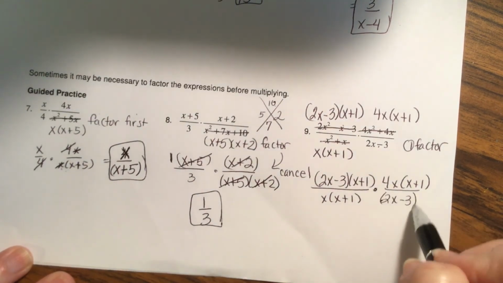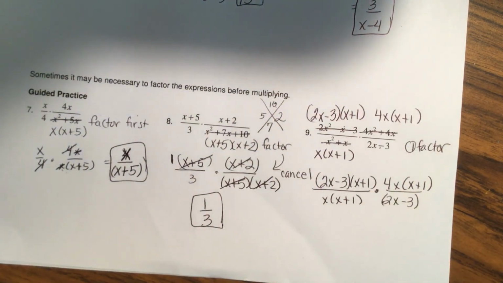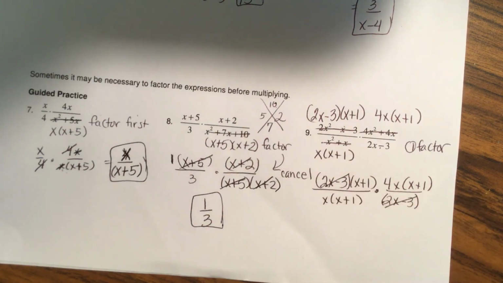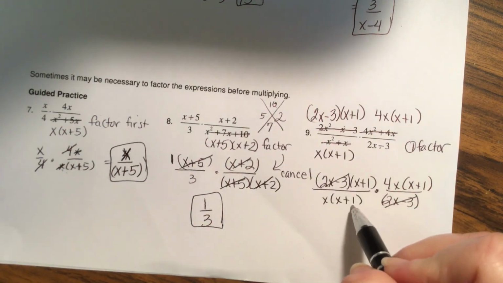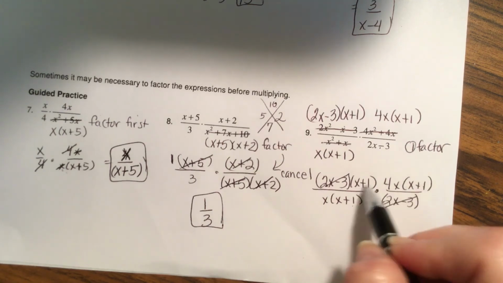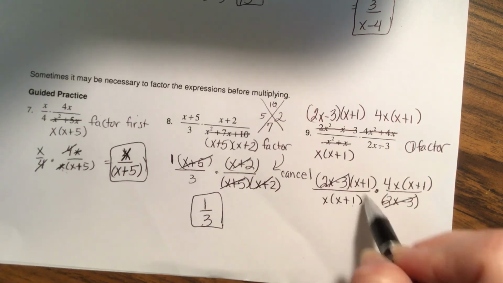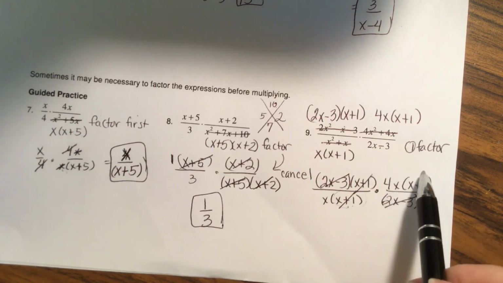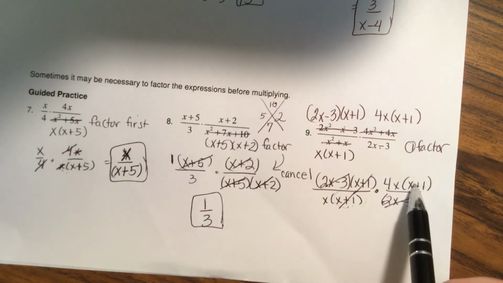This one's attached by the addition and subtraction, so I'm going to put parentheses around it. So I can cancel from top to bottom there. This x plus 1 can cancel with either one of these. It doesn't matter. But if there's only one, it can only cancel with one. So we can't do it with both of them. This one has to stay.